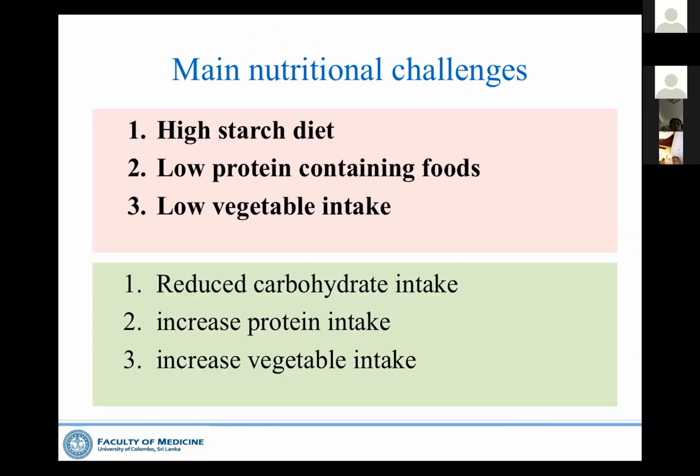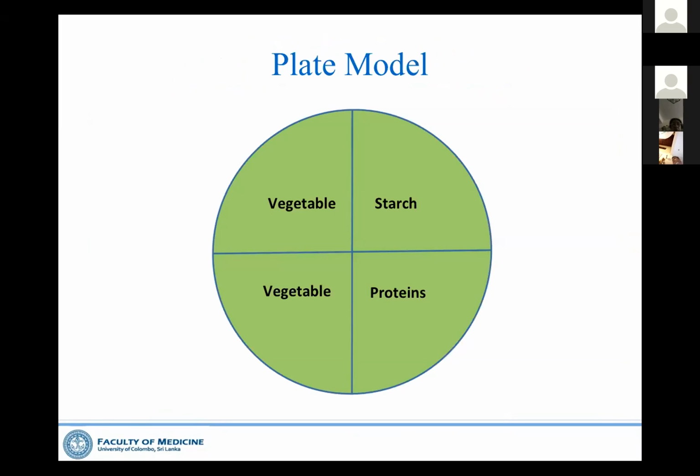So we have to cut down the carbohydrate, cut down starch, increase the protein, and increase the vegetables to fill our patients. Otherwise they feel hungry. If you control their portions only, they feel hungry. And this is the main take-home message in this presentation. So we can suggest something called the plate model concept, whereby half of your plate should be vegetables, a quarter starch, a quarter protein.